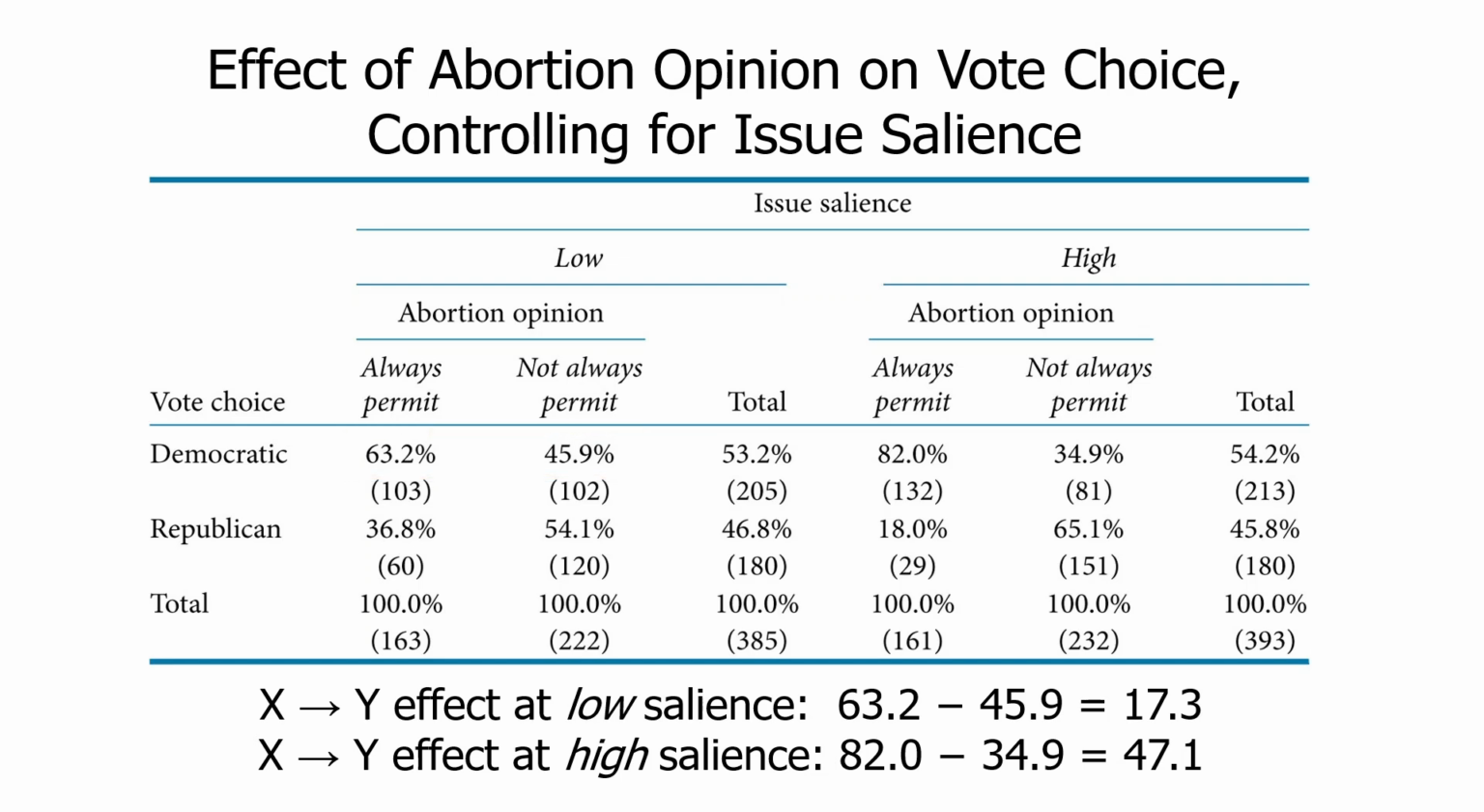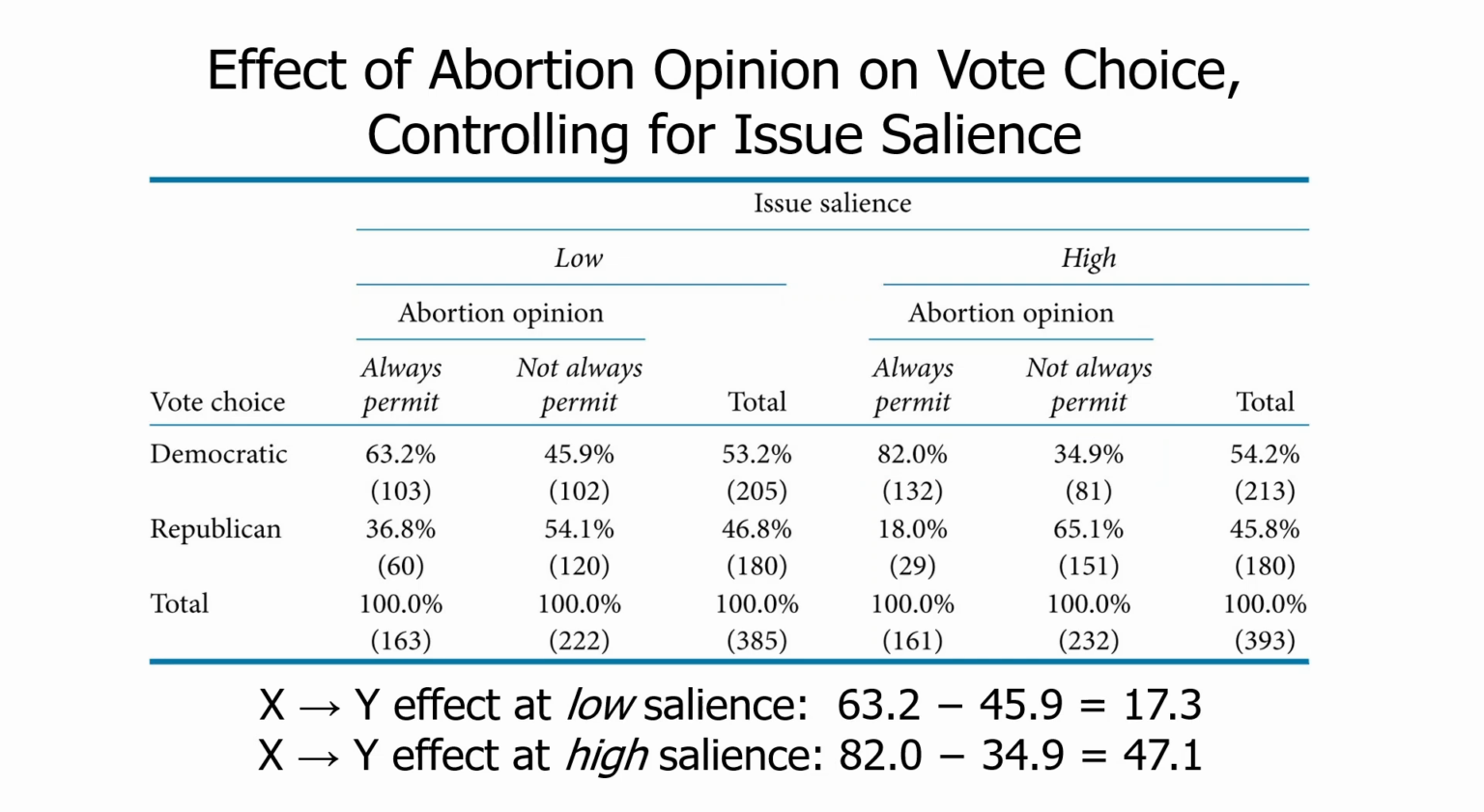But notice this very dramatic difference when you switch salience from low to high. Go over here on the right side of the crosstab. Now we're looking at people who give the abortion opinion very strong importance, perhaps the most important issue of the day. Among those who think abortion should always be permitted, 82% voted Democratic, versus only about 35%, 34.9%, who do not hold that position. So in this comparison of percentages, you're looking at 82.0 minus 34.9, which is on the order of 47 percentage points, 47.1 percentage points.